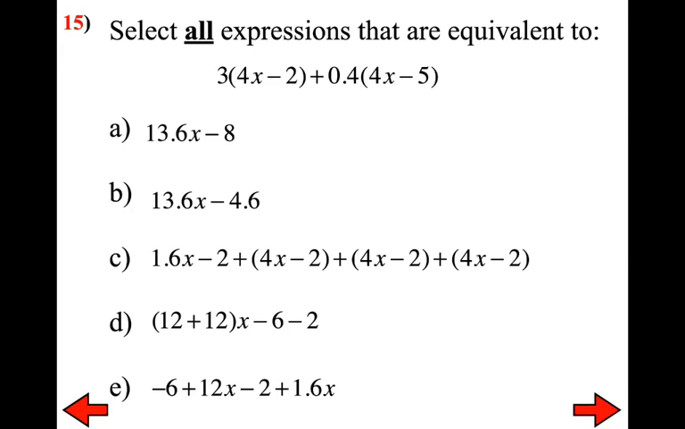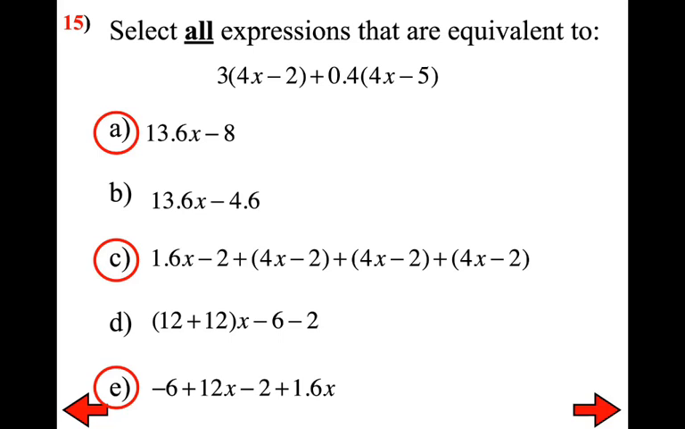Okay, so the ones that are A, and the reason is because when you simplify this, you end up with 13.6x minus 8 when you do all the simplifying there. Clearly B is not because of the negative 4.6. C ends up being equivalent to it, and also E. So when you're doing these kind of problems, sometimes there's only one, sometimes there's two, sometimes there's three, like in 14 and 15, sometimes there's 4, and sometimes all of them are.